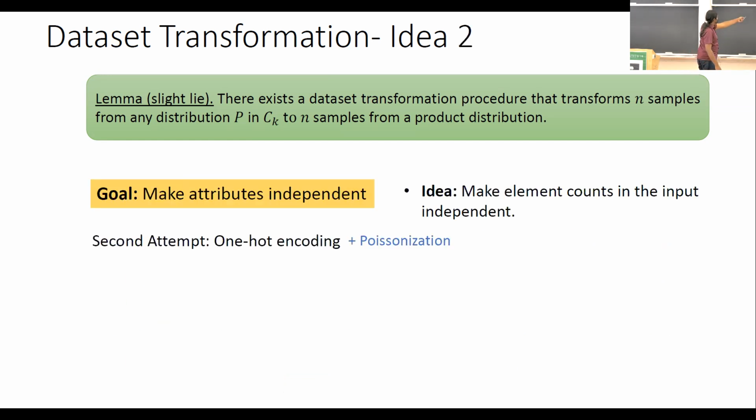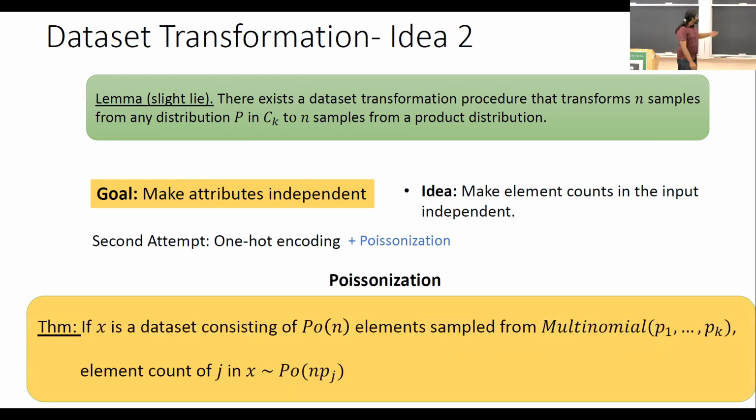Okay, so this is the goal. And essentially, we use one-hot encoding plus this technique called Poissonization, which some of you may have heard of. This is a technique that's used in randomized algorithms to essentially remove correlations. And here's the theorem that captures the guarantee of Poissonization.